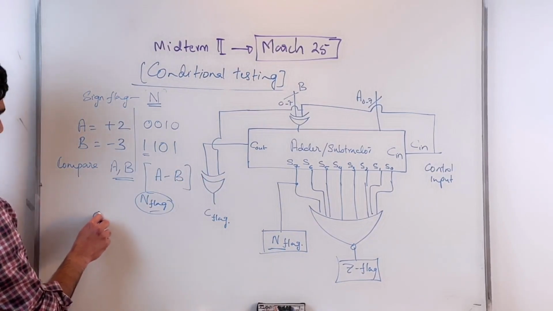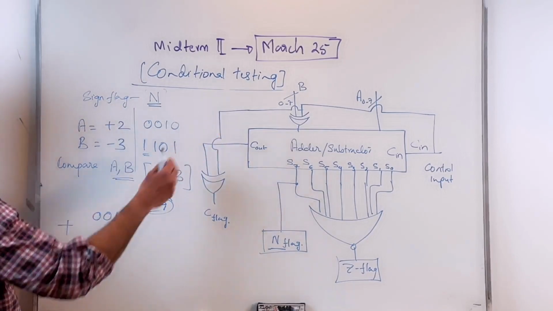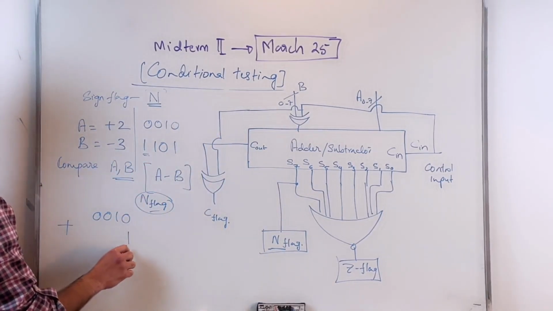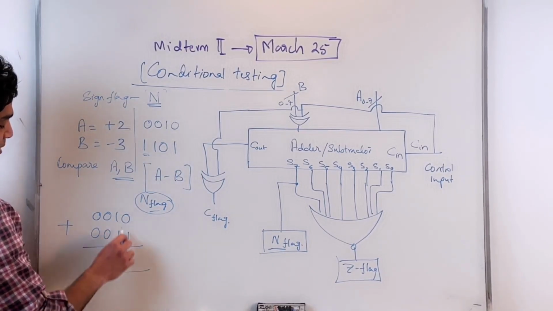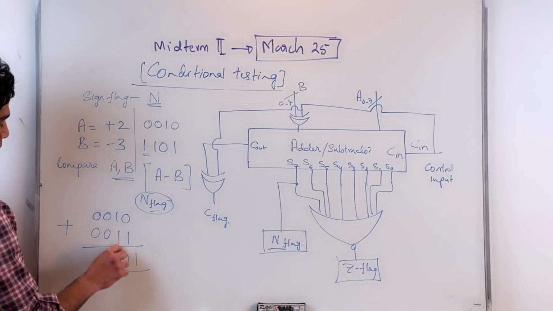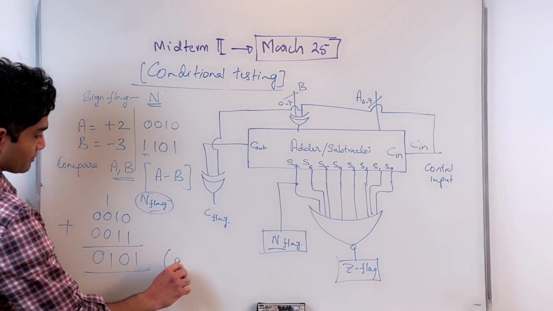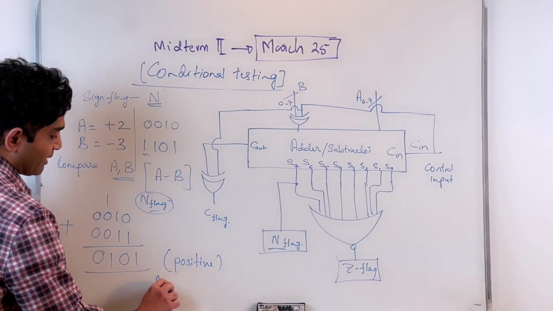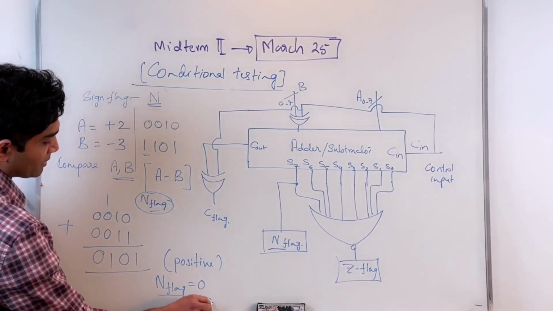So what is the A minus B operation here? My A is 0, 0, 1, 0. The way this adder works, you're adding to that the 2's complement of B, which is 1, 1, 0, 0. And I get 0, 1, 0. That's a positive answer. Or in other words, my N flag, I'm sorry, my N flag is 0. That indicates that this is a positive answer.